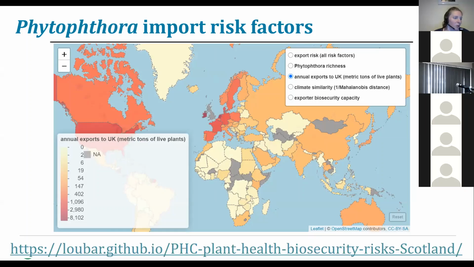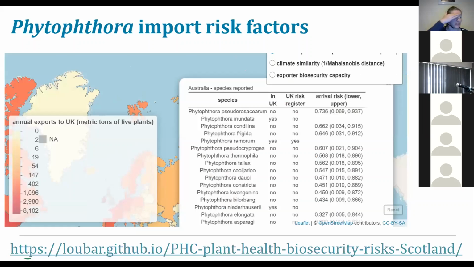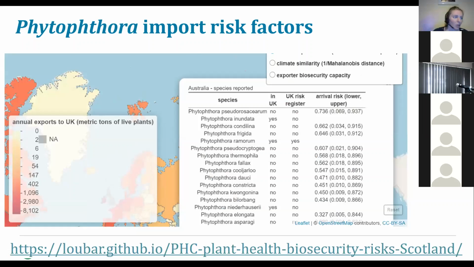And then you can combine all of these risk factors into a kind of composite export risk for each region based on trade model predictions. And then if you click on a focal country, you can view a pop-up table listing the Phytophthora species that have been reported there. So if we were considering importing some trees from Australia, I would get this table.